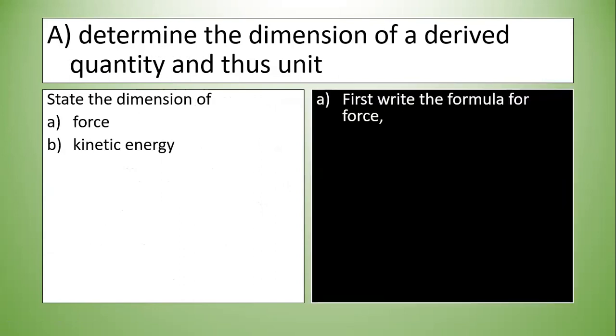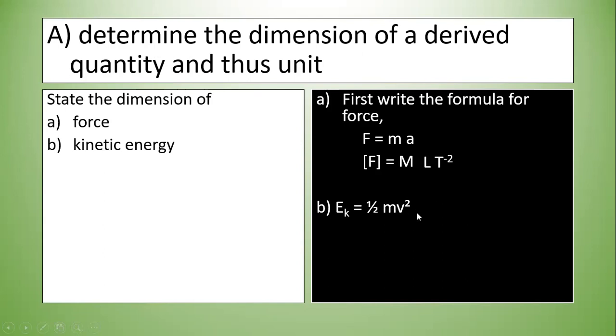Go to the formula as always before. Force is mass times acceleration. Dimension of force: M is mass, M. Acceleration is length divided by time squared, so length divided by time to the power minus 2, L T^-2.